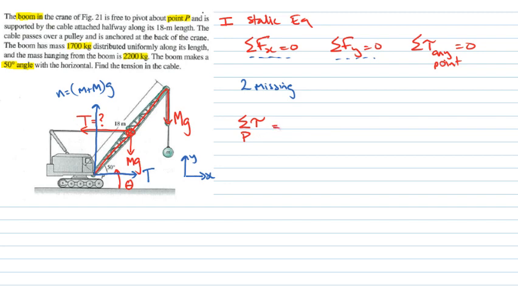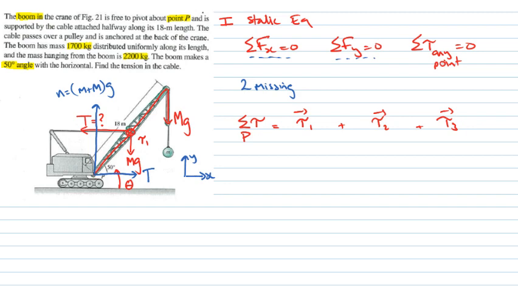Now, there are three forces which can cause torques here. I might label them torque 1 plus torque 2 plus torque 3. And those three torques come from three different forces. One of those torques, T1 here, comes from the weight of the boom. The weight force of the boom provides a torque about this pivot point P.